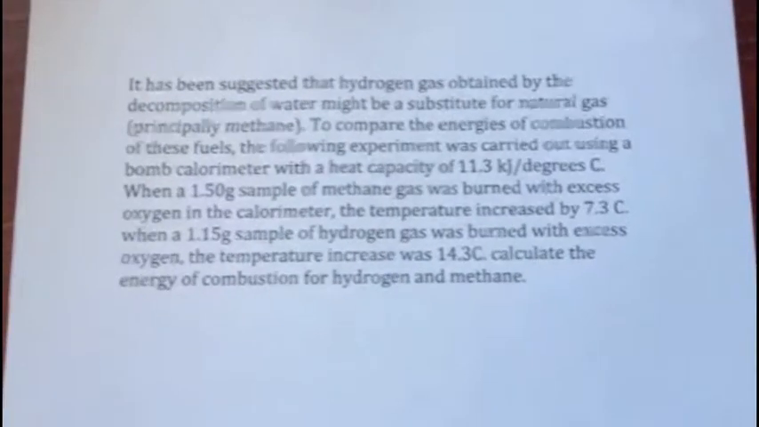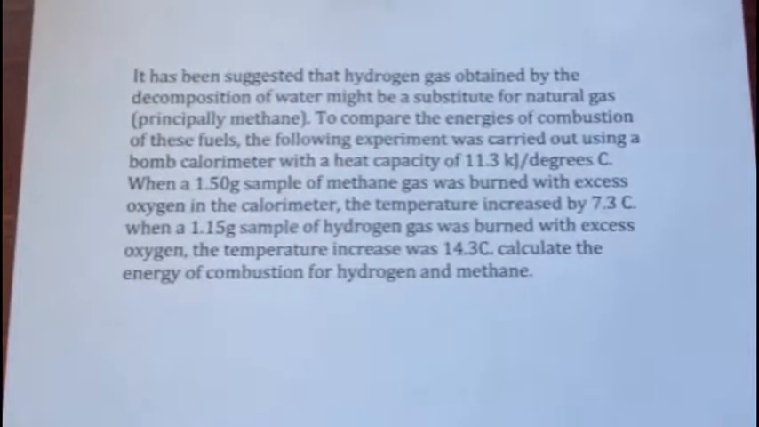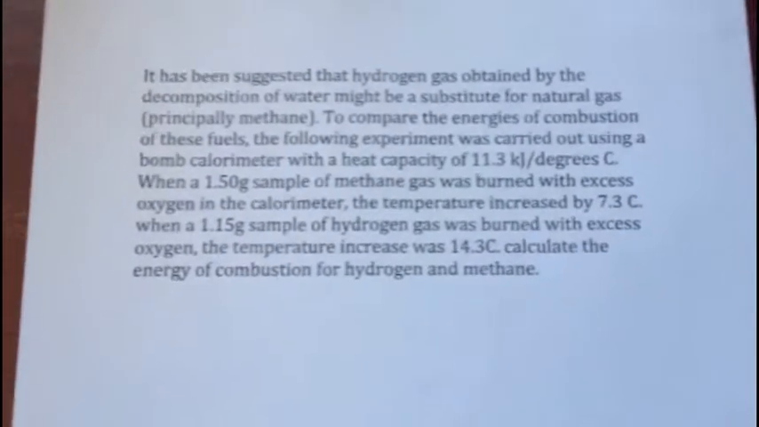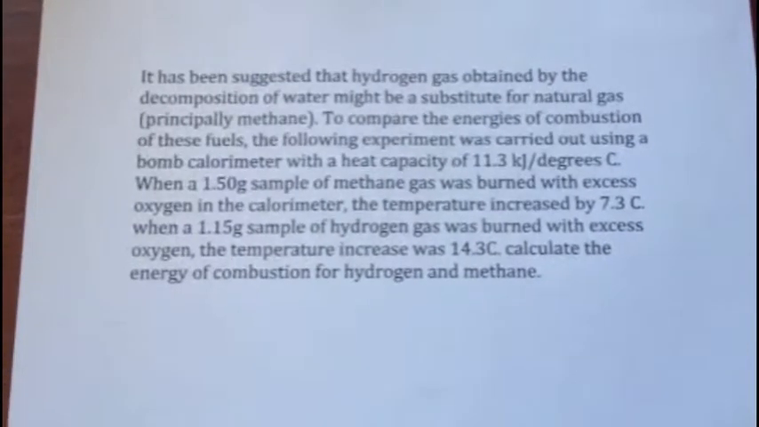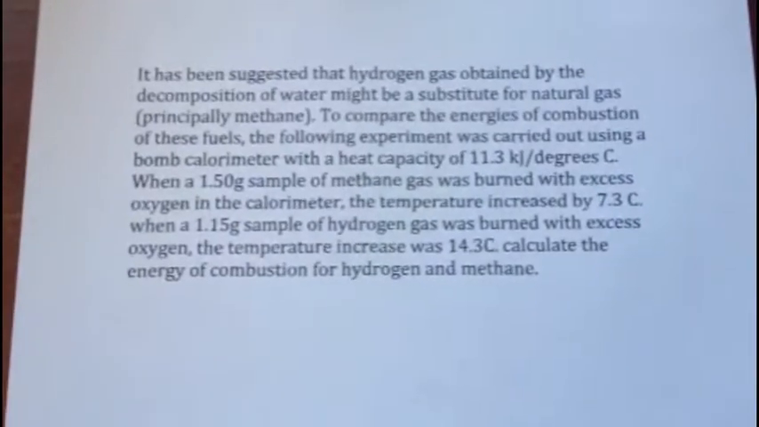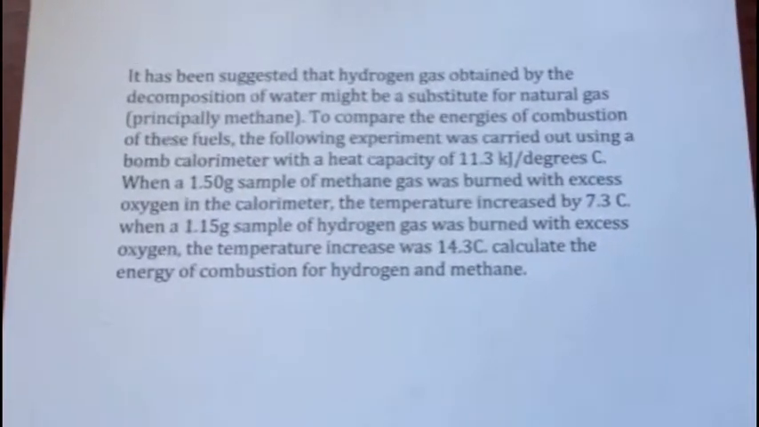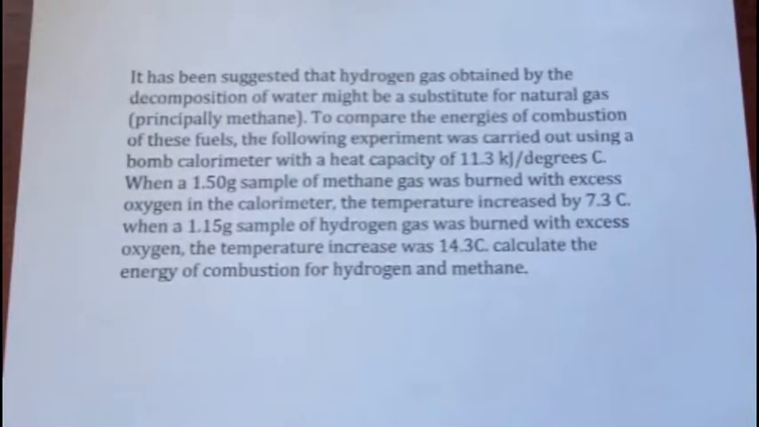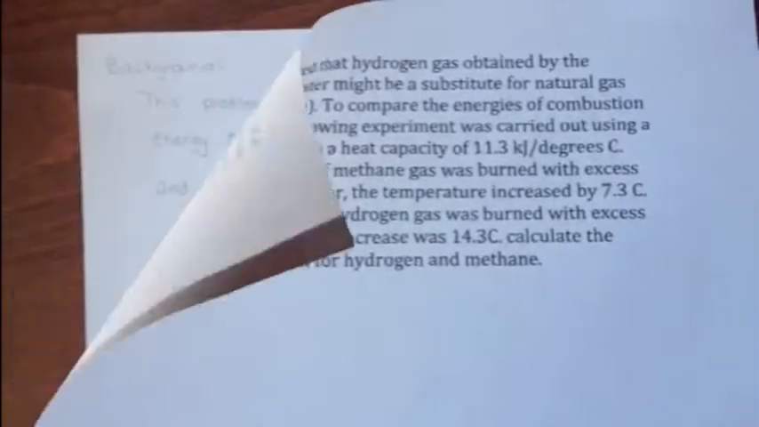To compare the energies of combustion of these fuels, the following experiment was carried out using a bomb calorimeter with a heat capacity of 11.3 kilojoules per degree Celsius. When a 1.5 gram sample of methane gas was burned with excess oxygen in the calorimeter, the temperature increased by 7.3 degrees Celsius. When a 1.15 gram sample of hydrogen gas was burned with excess oxygen, the temperature increase was 14.3 degrees Celsius. Calculate the energy of combustion for hydrogen and methane.